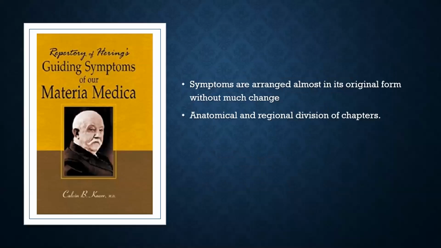There is one more repertory which is very useful. I find it very fascinating because every symptom is given without any change, without twisting and turning it. The symptoms are given as such in this particular repertory. That is Knerr's repertory. We all know Knerr's repertory is based on Hering's Guiding Symptoms, and anatomical and regional divisions of the chapters are given in this.